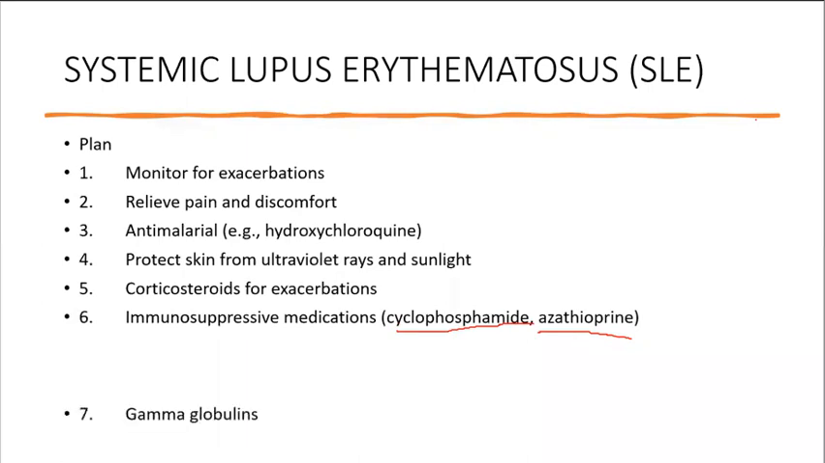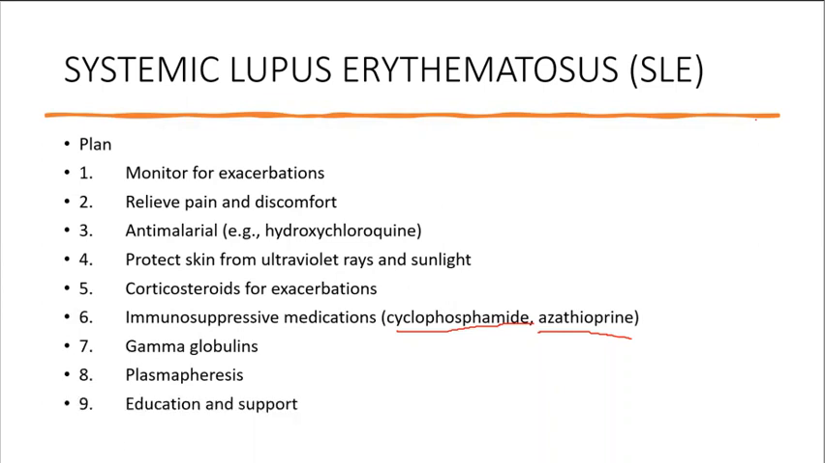We might also need to place them on gamma globulins. These ones play an important role in liver function, blood clotting, and even fighting infections. We might also need to carry out plasmapheresis, where we try to exchange the patient's blood plasma. So we take out the foreign bodies that may be triggering that immune response. And you also need to educate and support this client.